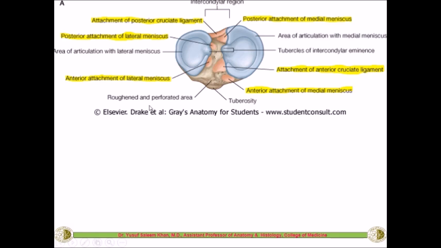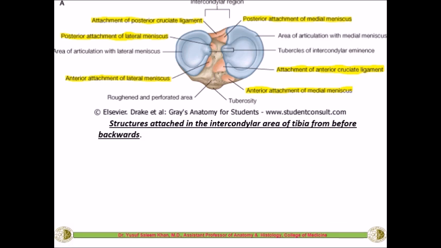If you see the tibia from above, this is how it looks. These are the two menisci. This is the medial meniscus, the larger one, and the lateral meniscus, the small one. In between, this area is called the intercondylar area, between the two condyles of the tibia. If you see from above, this is how it looks.